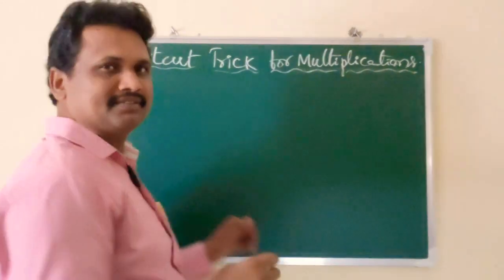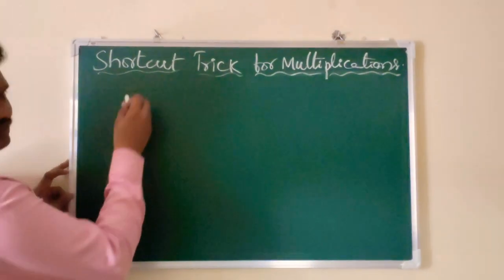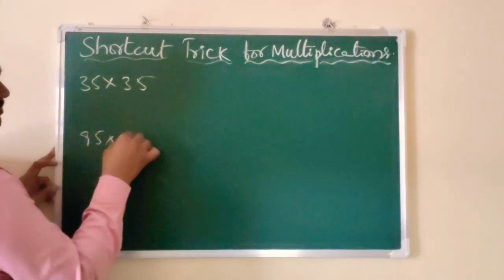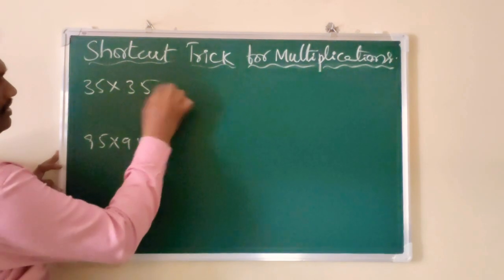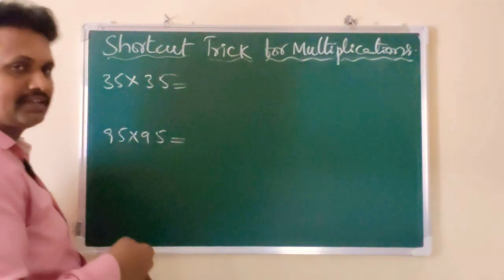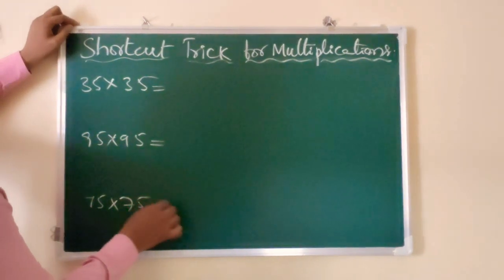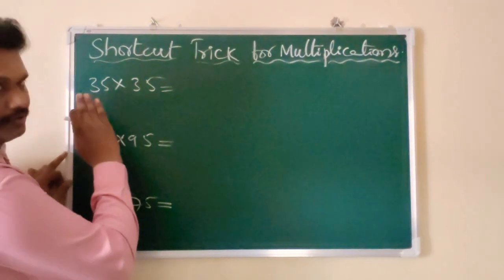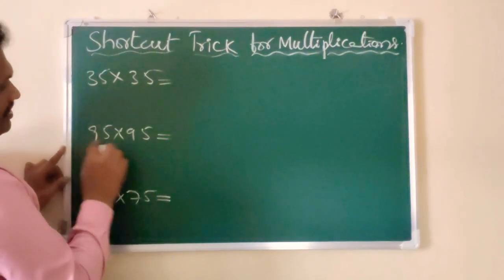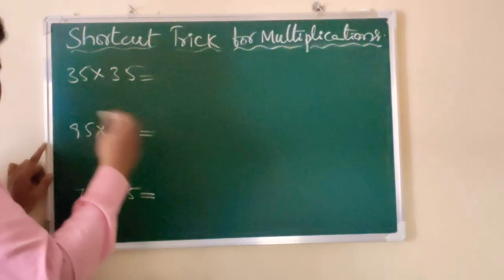In the previous videos, we learned the product of the same number ending with 5. For example, 35 square means 35 into 35, 95 square is 95 into 95. We learned how to multiply these. Now, without pen and paper, how to answer within 2 or 3 seconds, that method I am going to explain. Suppose you have 75 square, 75 into 75. When you observe the same number, that is nothing but a square, like 35 square, 95 square. For numbers ending with 5 squared, I will revise the technique.